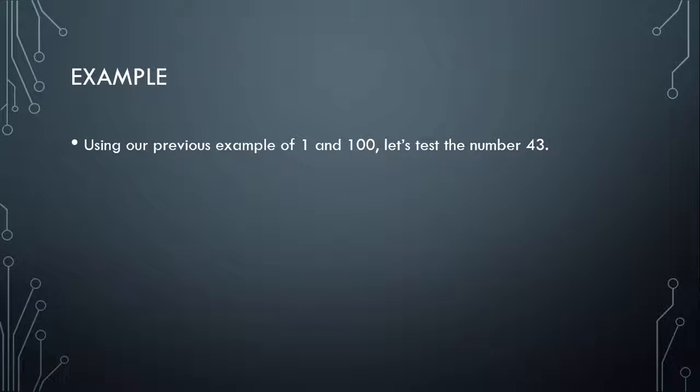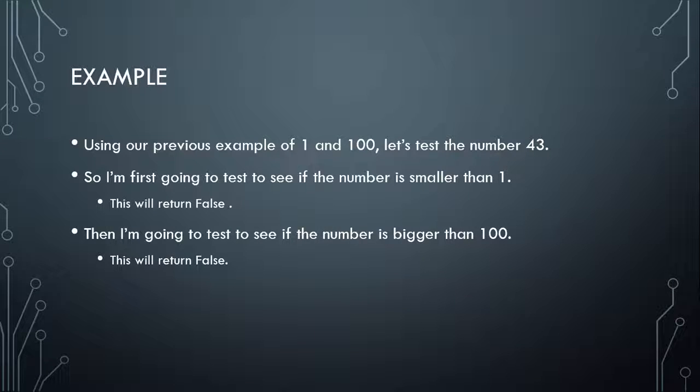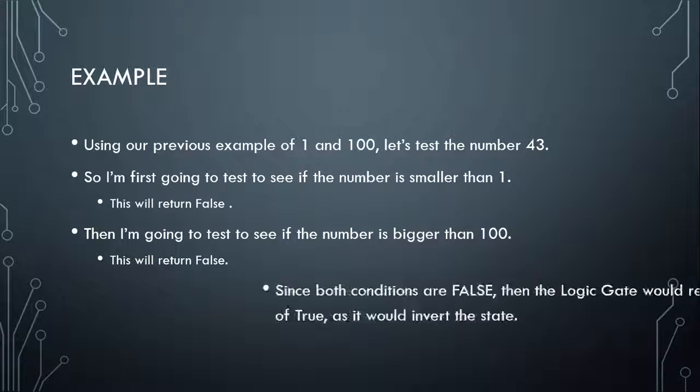So, a quick example. Let's use the range of 1 to 100. We're going to test the number 43. I'm going to test to see if the number is smaller than 1. This, of course, returns false, because 43 is not smaller than 1. Then I'm going to test to see if the number is bigger than 100. This is also going to return false.